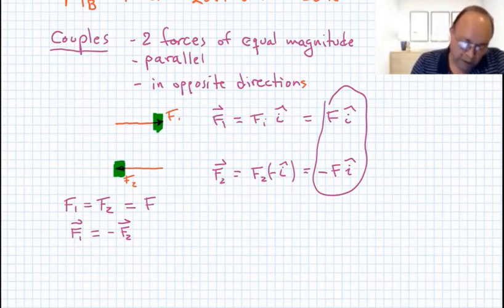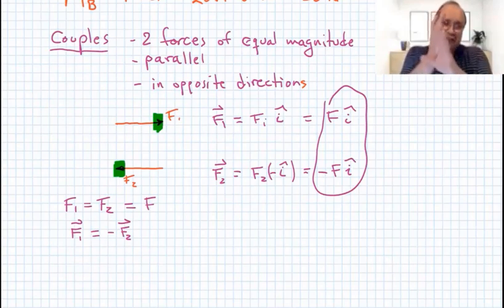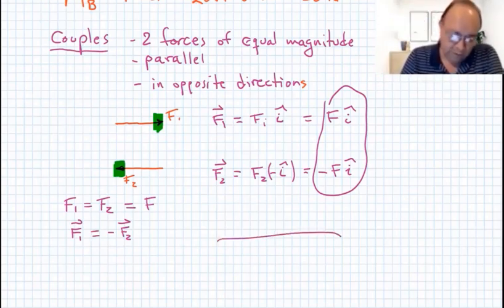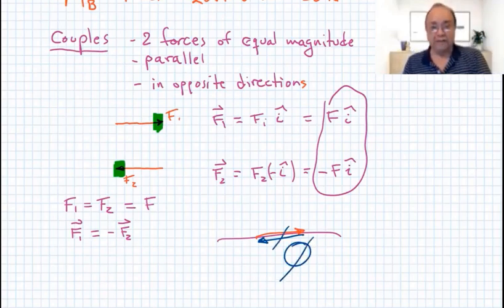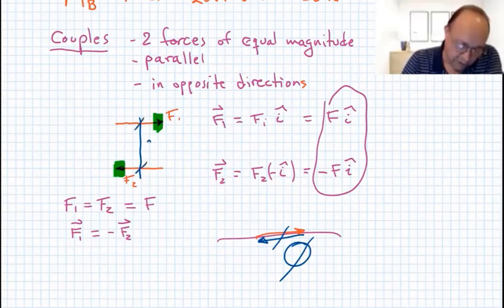That's a couple. And well, they will be separated by a certain distance. If they are not separated, they are in the same line, so it's basically zero. You put two forces of the same magnitude in parallel and in the same line of action, you are doing nothing. You basically have a big zero. Two forces that balance each other completely. So in order to have a couple that really does something, you have to have some distance here. Let's call it D.